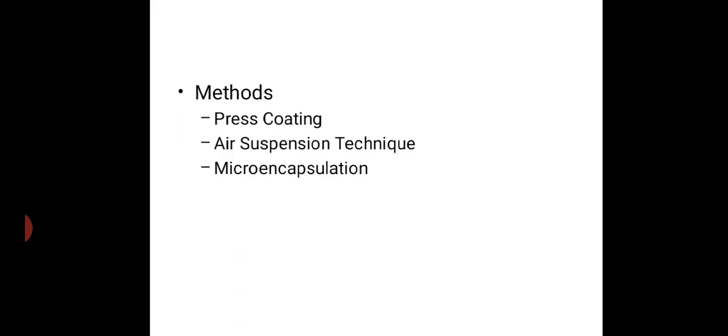Now, the various methods that can be utilized to develop the systems include press coating, the air suspension technique, or even the micro encapsulation methods. So this system faces certain crucial parameters. The crucial parameters include the polymer ratio in the coating, the film thickness, and the hardness of the microcapsule.